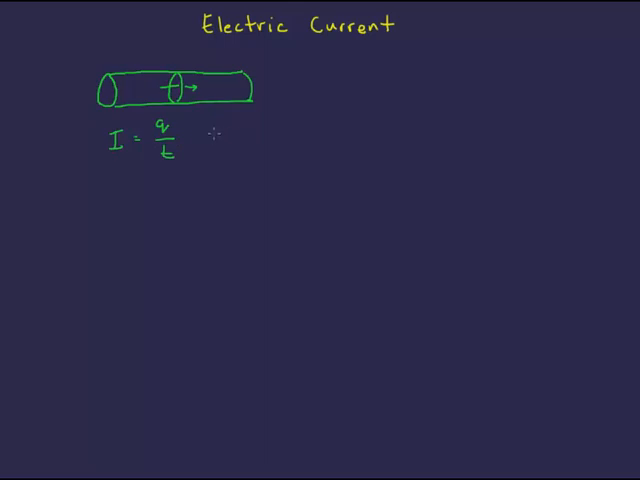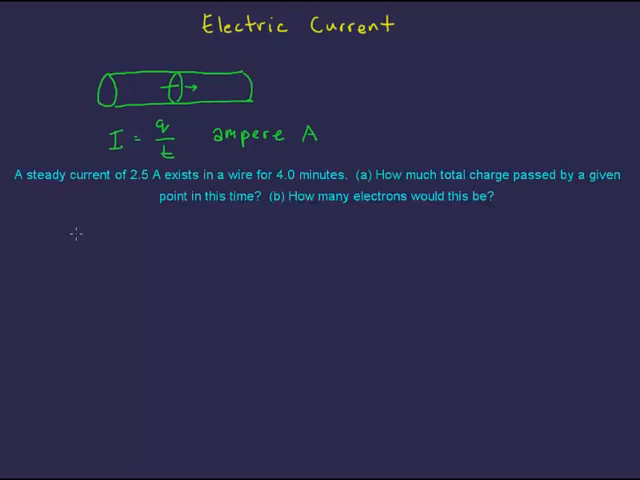Current has a unit known as the ampere, which we abbreviate with a big A. So using this formula is pretty simple. It's got three variables in it. Let's do an example real quick. A steady current of 2.5 amps exists in a wire for 4 minutes. How much total charge passed by a given point in this time, and how many electrons would this be?